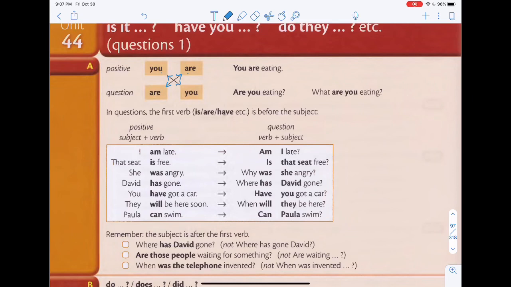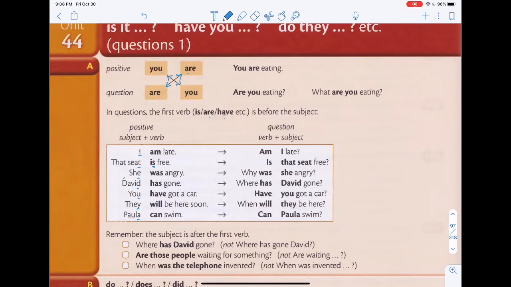In questions, the first verb, are, have, is, comes before the subject. So positive, it will be subject plus verb. I am late. The seat is free. So the verb, alright, is behind, isn't it? Then the subject, I, the seat, she, David, you, they, Paula, they are all at the front, right? She was angry. David has gone. You have got a car. They will be here soon. Paula can swim.